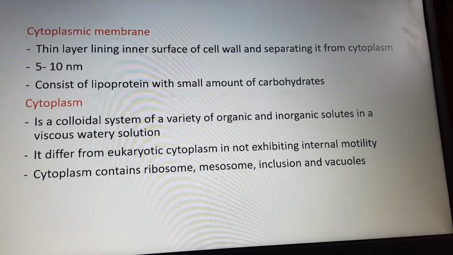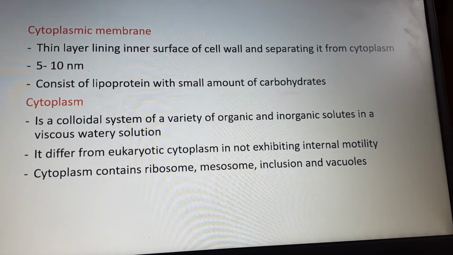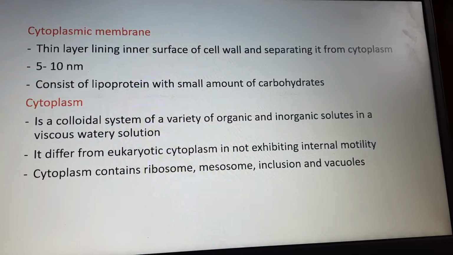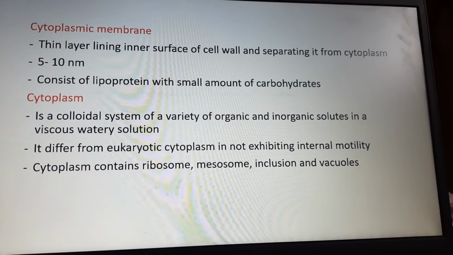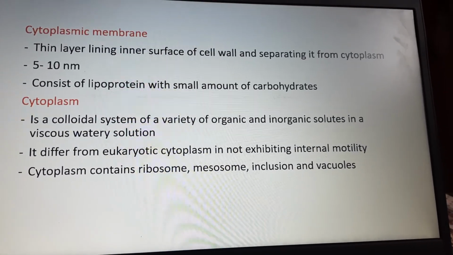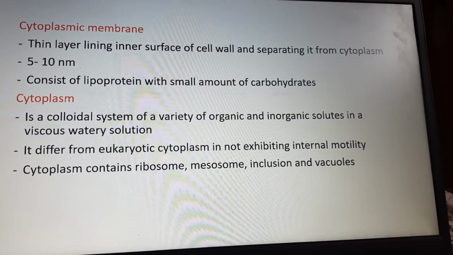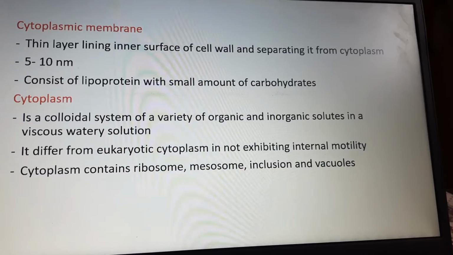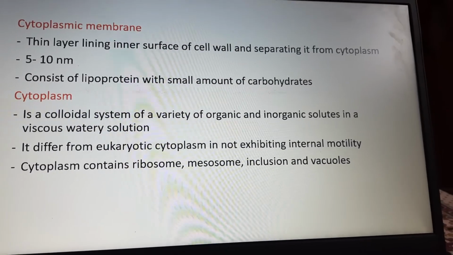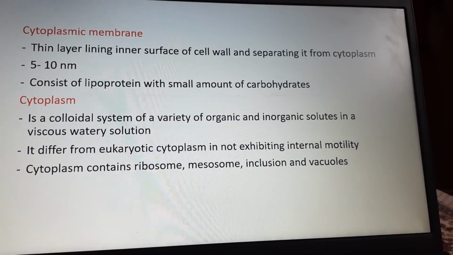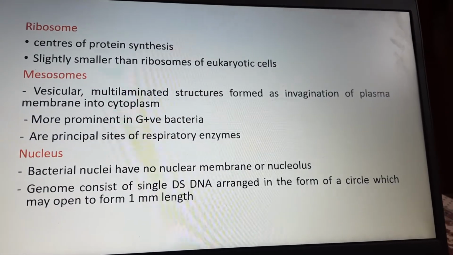First one is the cytoplasm. It is a colloidal system of a variety of organic and inorganic solutes in a viscous watery solution, and it differs from eukaryotic cytoplasm in not exhibiting internal motility. The cytoplasm contains ribosomes, mesosomes, inclusions and vacuoles.